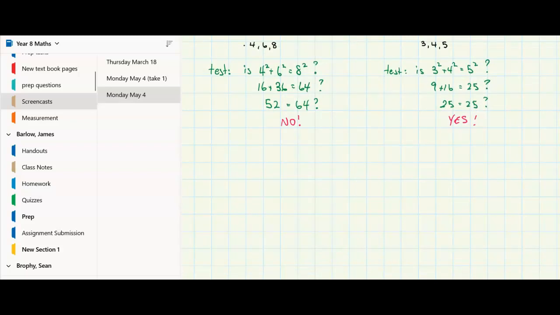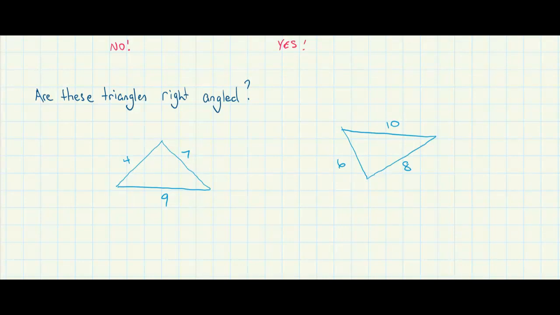Okay, got one more example for you before we head into the exercises. How about I do the first one, and then you do the second one: pause, do, play. Are these triangles right angled? This is just a regular triangle here. I don't know, there's no right angle in there. I've got to test it. I'm going to use Pythagoras. In a right angle triangle, the sum of the squares on the smaller two sides has to equal the square on the larger side. I know this, right? So here's my test, same as for the Pythagorean triple. It's basically saying is 4, 7, 9 a Pythagorean triple.